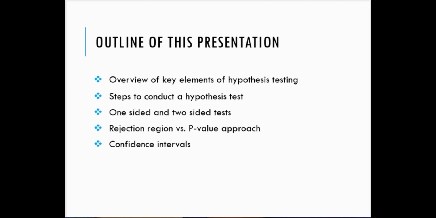So this is how the outline of this presentation will go. First we will define the key elements of hypothesis testing. Next we will lay out the steps to conduct a hypothesis test. We will talk about one-sided and two-sided tests. Then we will talk about two criteria by which hypothesis tests can be conducted, that is the rejection region versus the p-value approach. And finally we will decide how we can specify confidence intervals for a particular population when we are trying to estimate a population parameter.